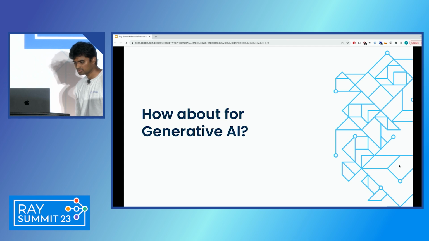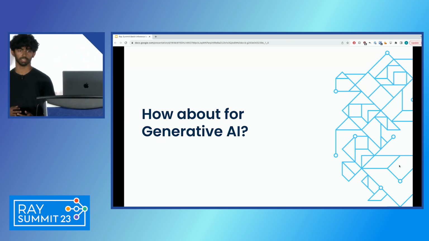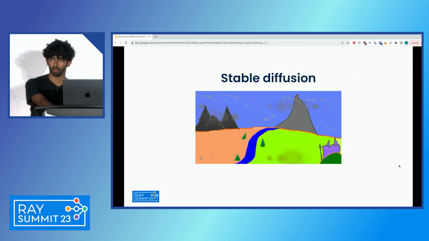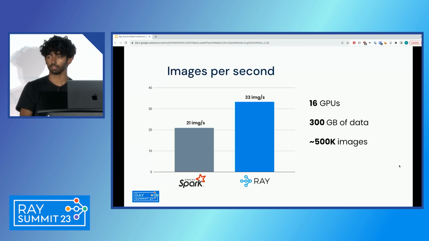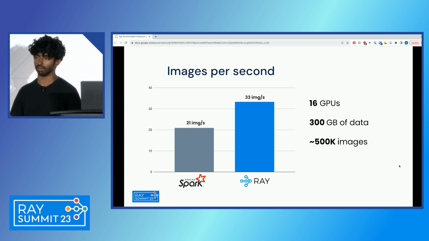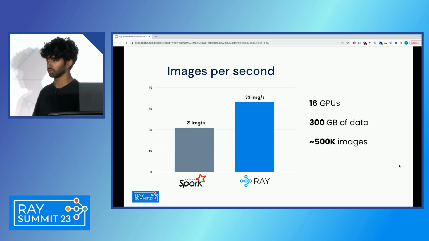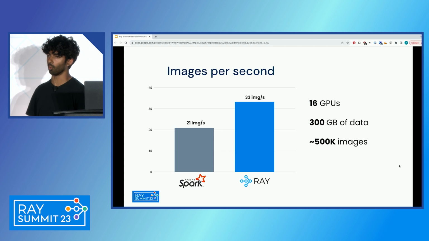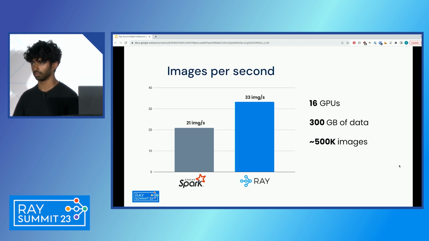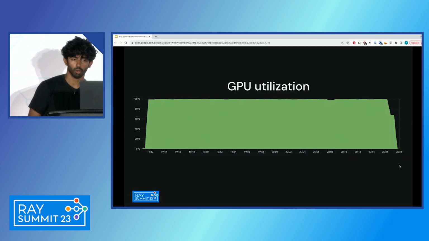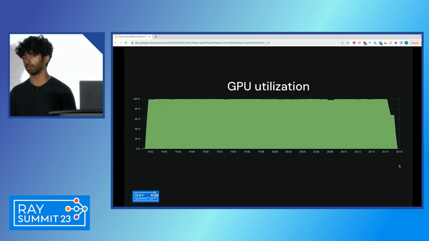Cool. So Amog just told you about how Ray Data performs for image classification. Now, I'd like to tell you about how Ray Data performs for stable diffusion, and in particular, also how it compares against Spark. To understand this, we ran a benchmark with 16 GPUs and 300 gigabytes of data. This corresponds to about 500,000 images. What we found is that Ray Data performs almost 1.5 times faster than Spark. Can we do better than this? Probably not. What we found is that we achieve nearly 100% GPU utilization on this task.